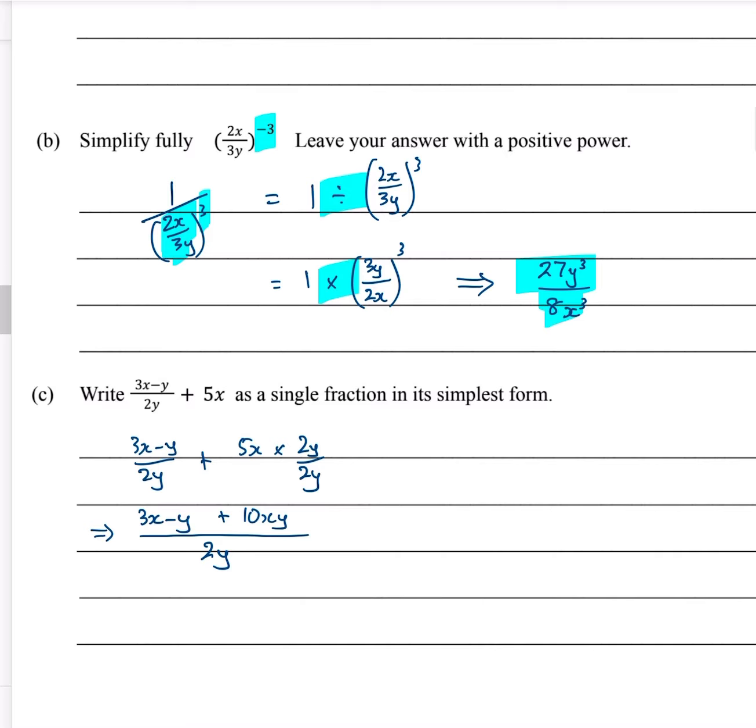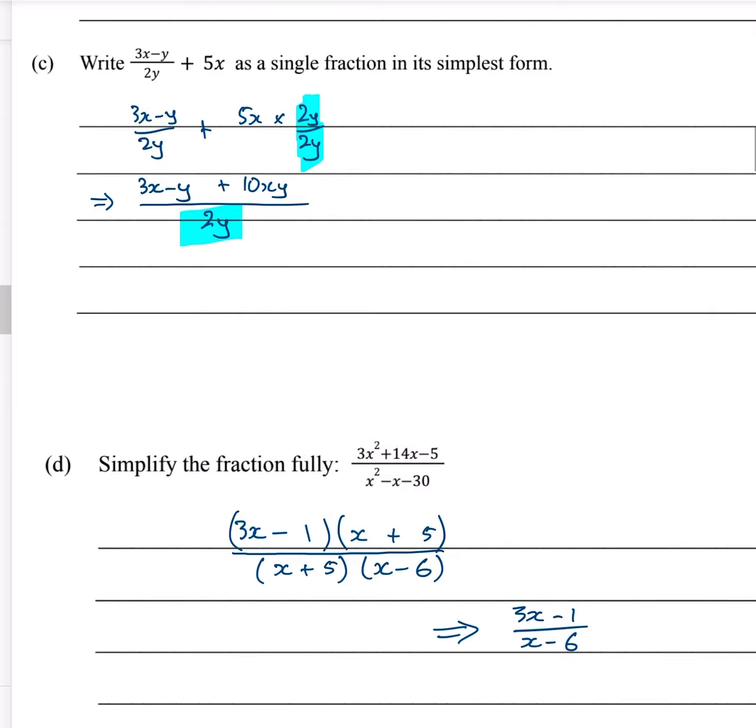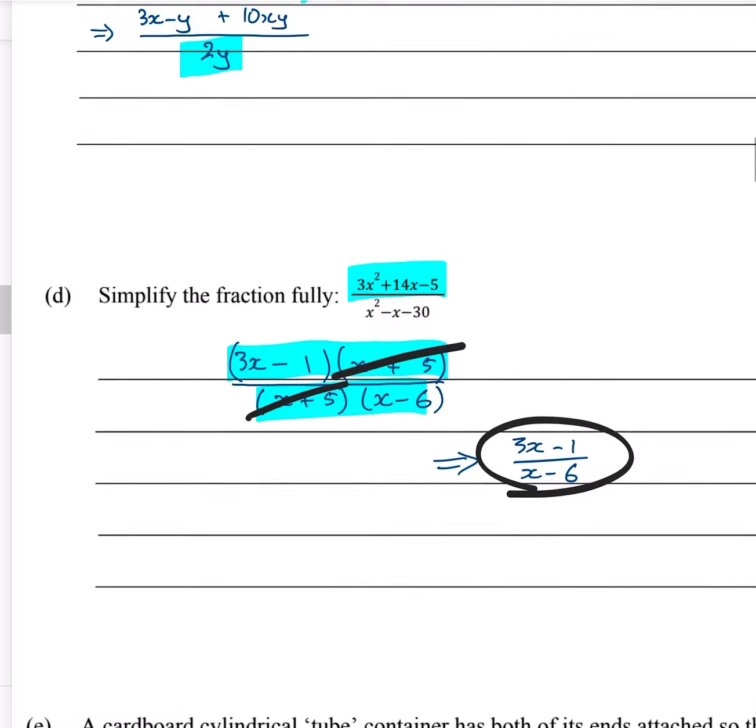For the next one, first of all, multiply the 5x by 2y over 2y to give you a common denominator, and there it is in its simplest form. For D, you have to factorise the top, and so you should be able to find some way of factorising that and cancel out your factors. In this case, your factor is x plus 5 to give us our answer.